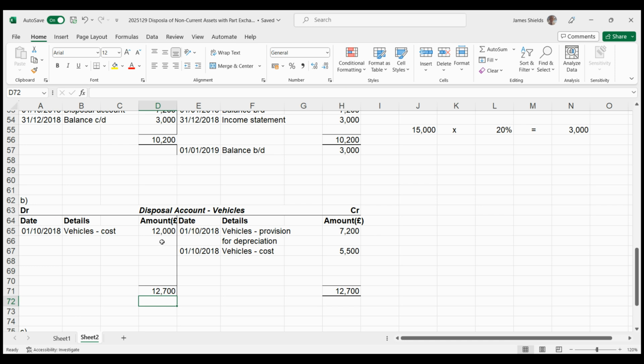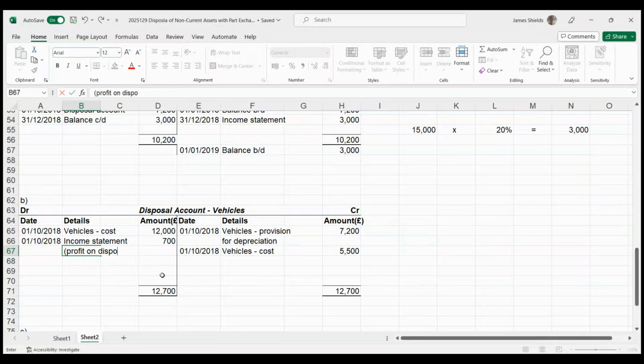So we've got a difference now. The difference then is the 12,700 take away the 12,000. That gives us £700 difference. And that's going to go to our income statement. This one is the date of disposal. This is the date, the 1st of October 2018. And that is going to be a profit on disposal. Put it in brackets. It's going to be profit on disposal. So they made a gain, a profit of £700.